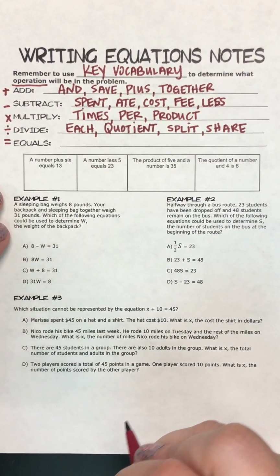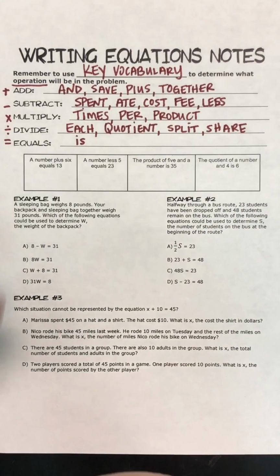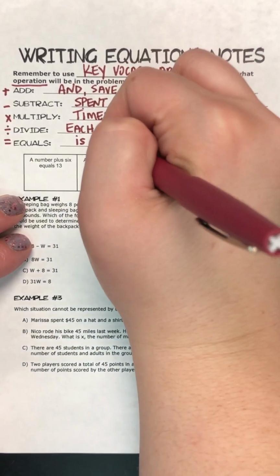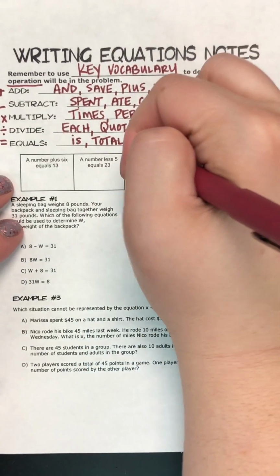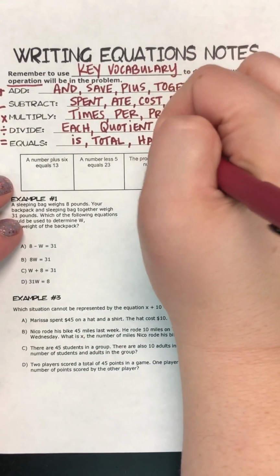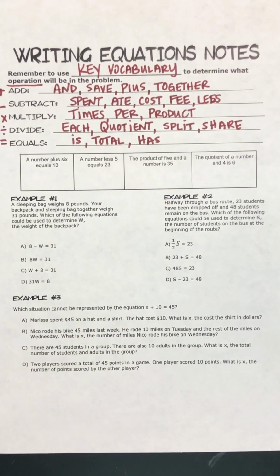And then our equals words. If it's an is $10, that tells us that's our equals. A lot of times the word total indicates an equals. Or she has $500, has. So that's our equal words. Again, not a full list, but it's a good start. We're going to use those words to break down some equations and create some equations.